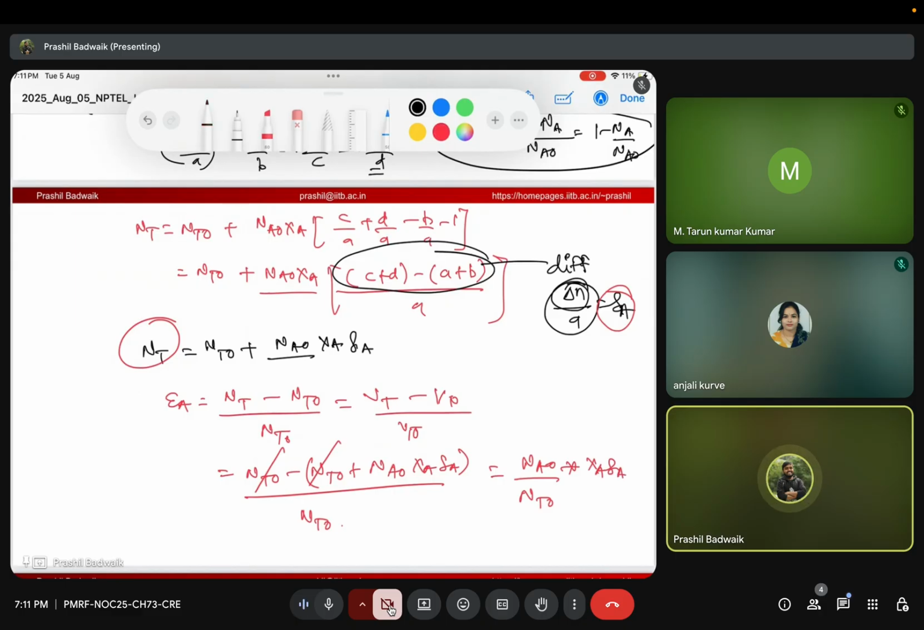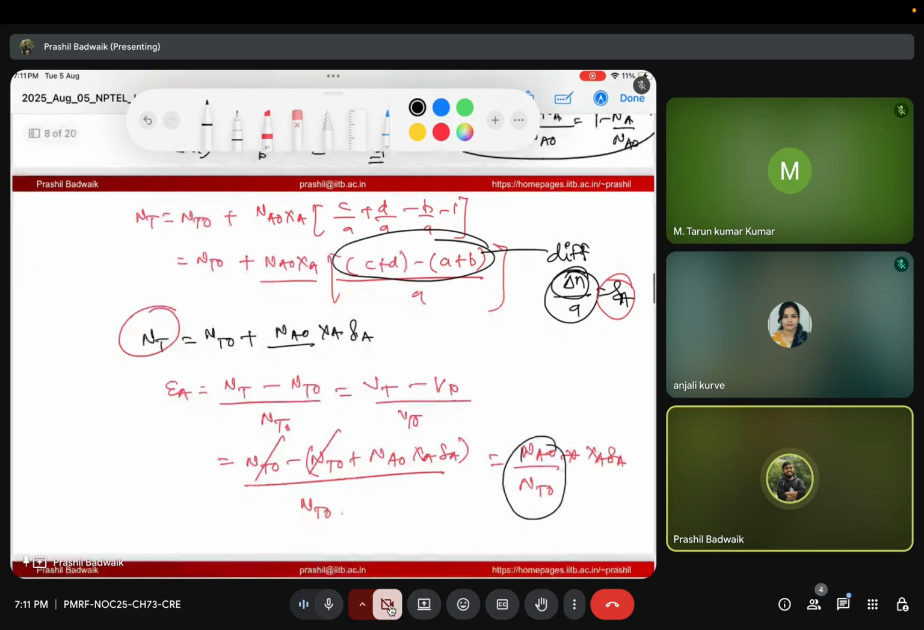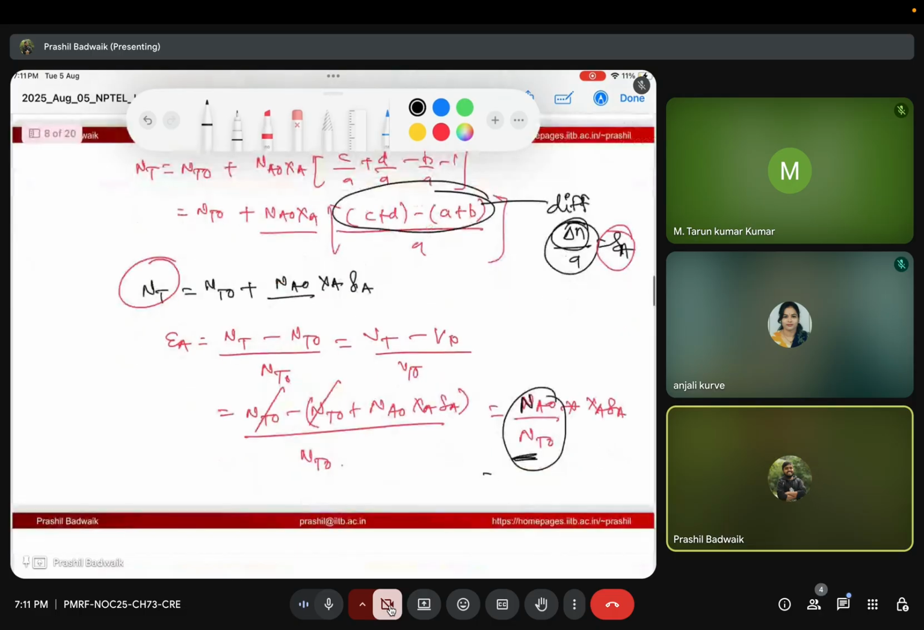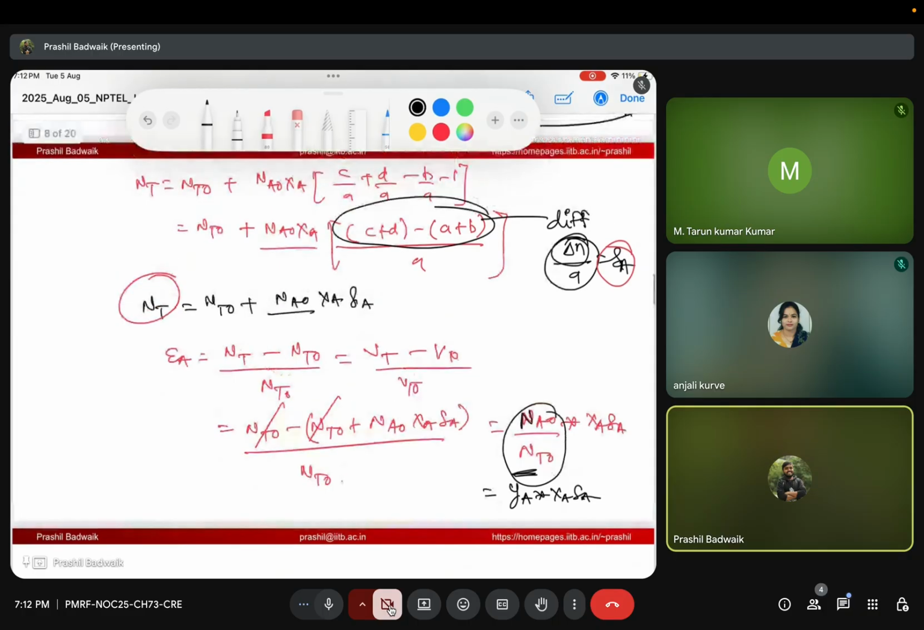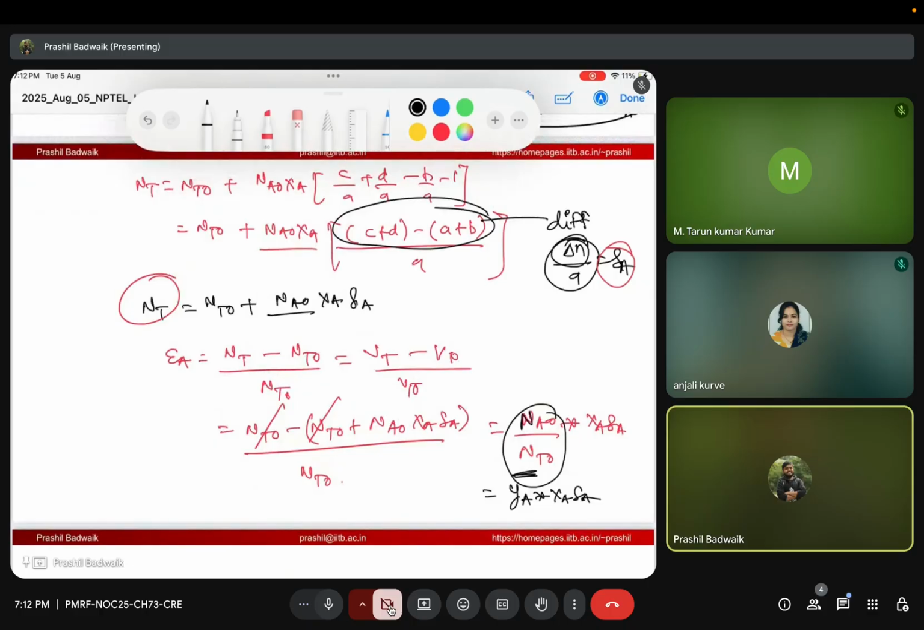So this is giving you the number of moles initially present for component A divided by the total number of moles. So this will give you the mole fraction. We are calling it ya, the mole fraction of A, times xa times del a. Wait, wait, wait. Anything missing? Yes.